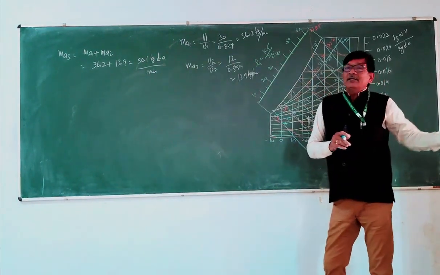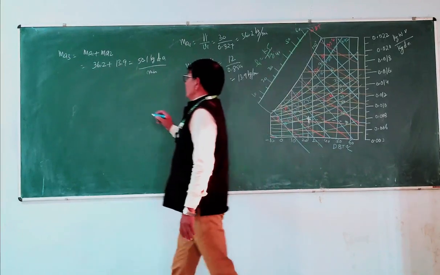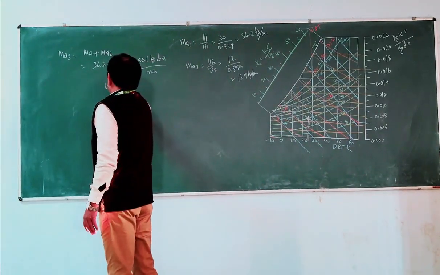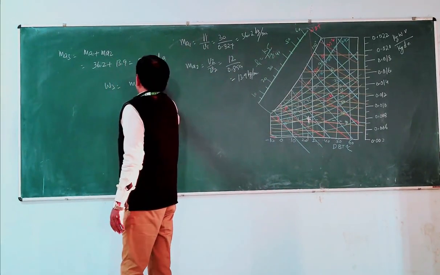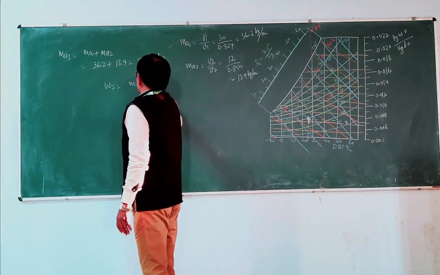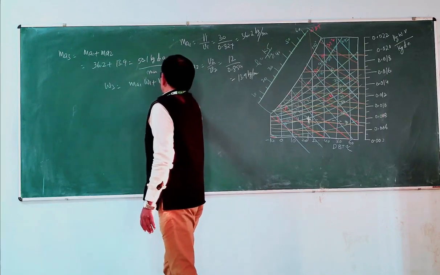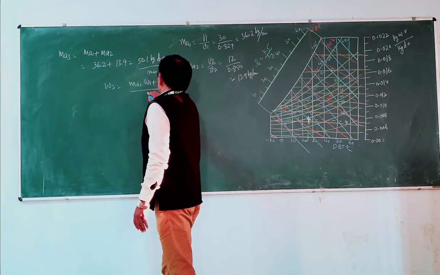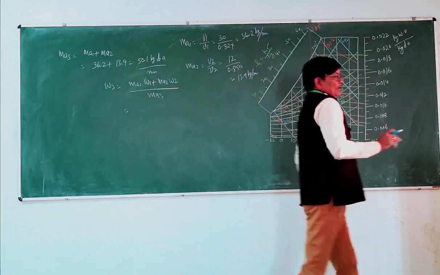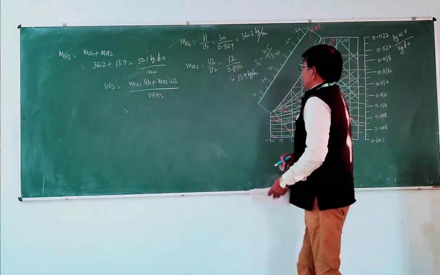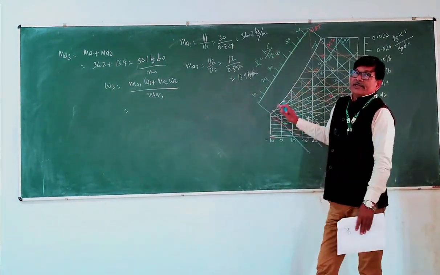Next thing that we have to find out is omega 3. Omega 3 equal to Ma1 omega 1 plus Ma2 omega 2 upon Ma3. So omega 3 equal to, already we have calculated all values from the psychrometric chart.